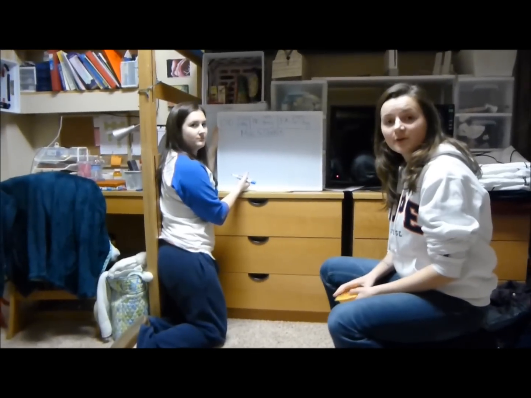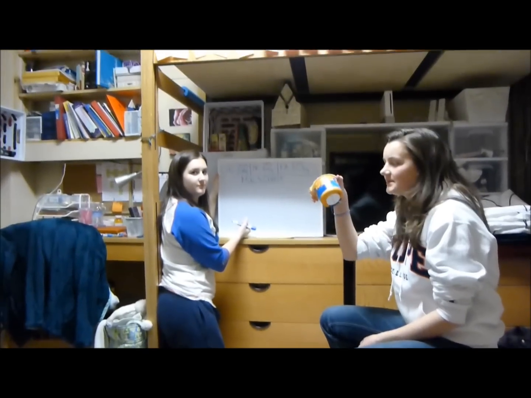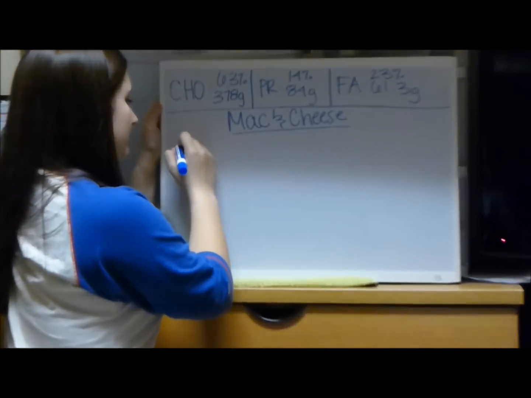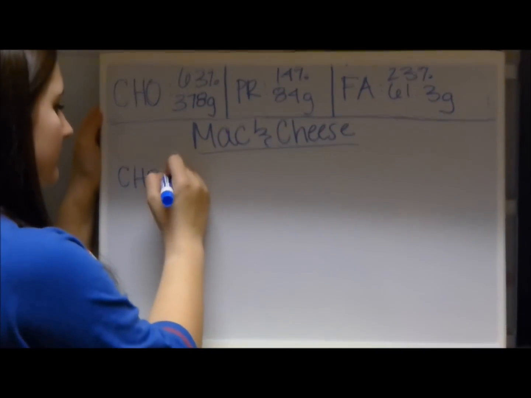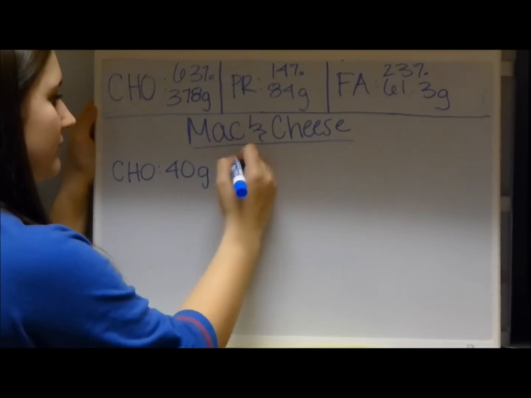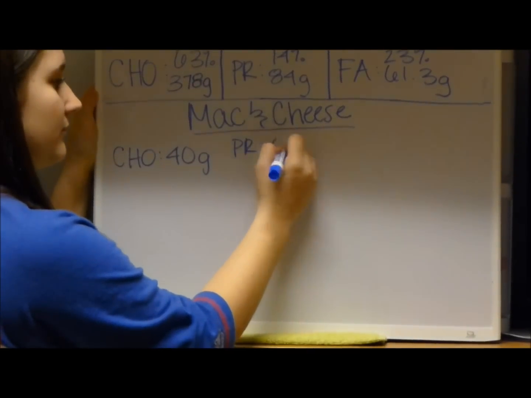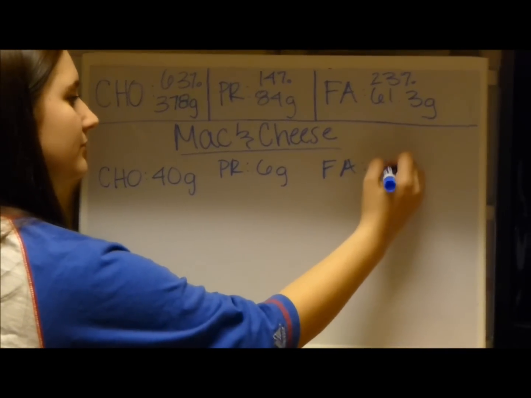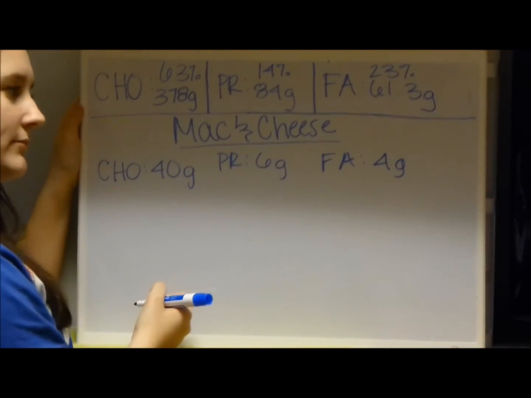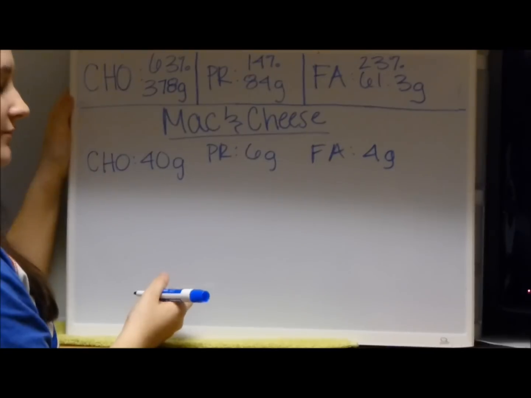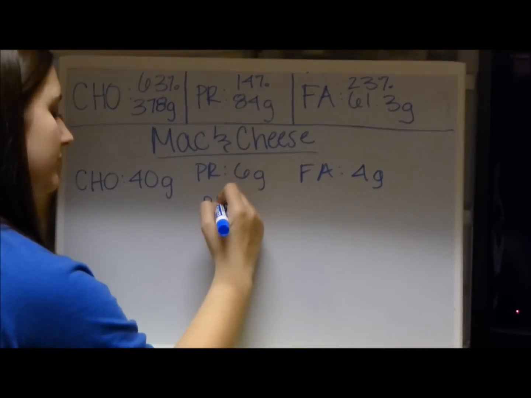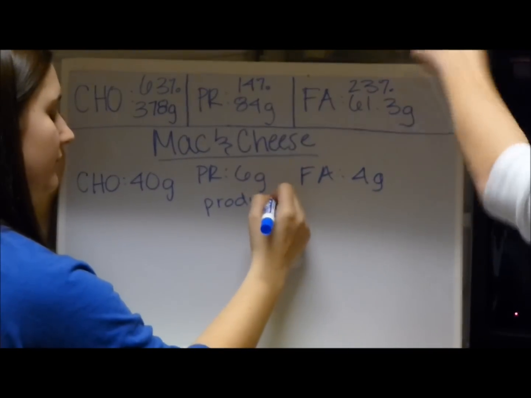Okay, so the first product we're going to calculate for is mac and cheese. The grams it has of carbs is 40 grams. And then protein it has 6 grams. And 4 grams of fat. And so to calculate how many grams per day that is, you have to do the grams in the product divided by the grams per day that she can have, which are listed right here.